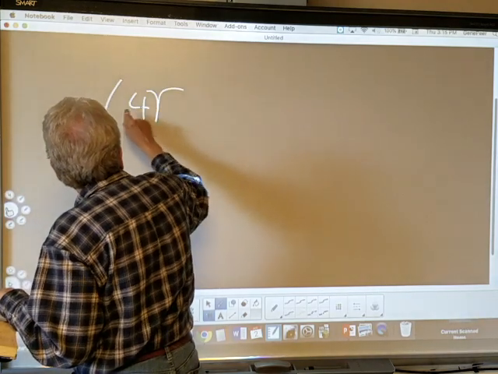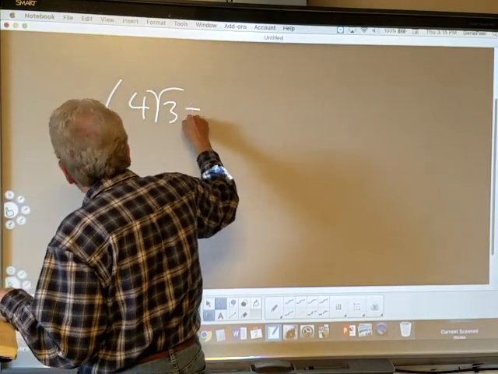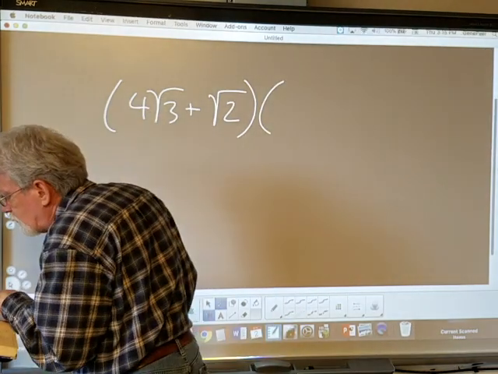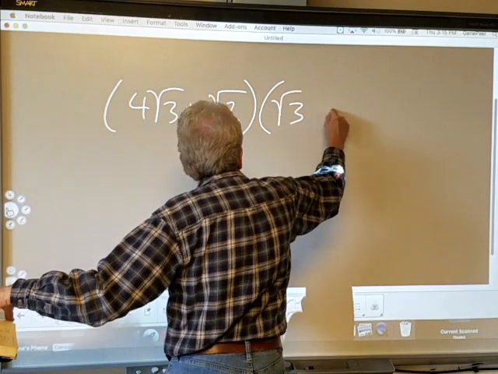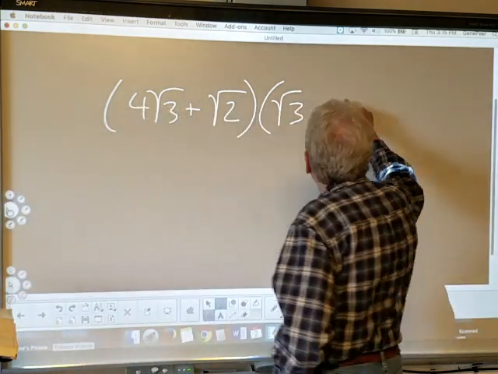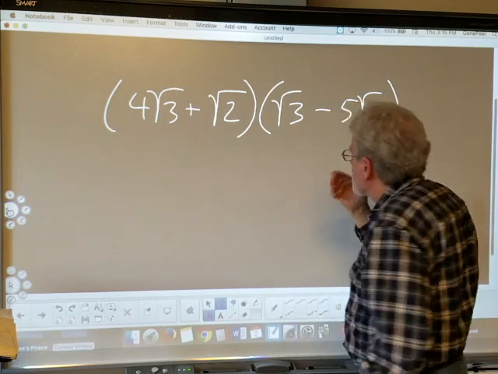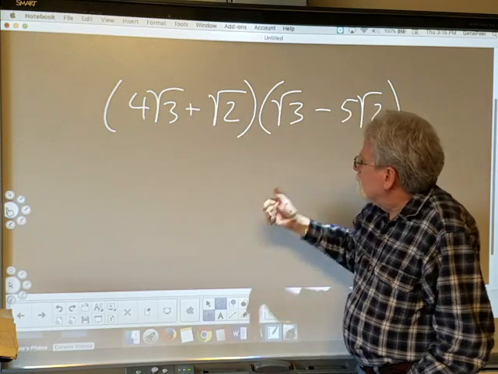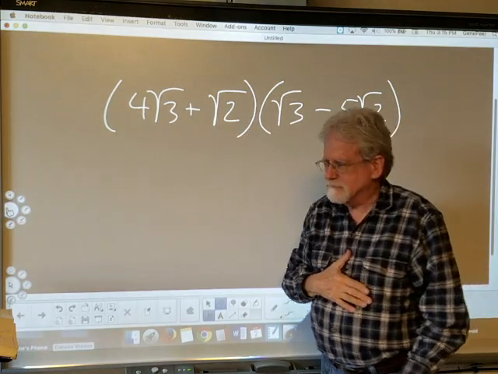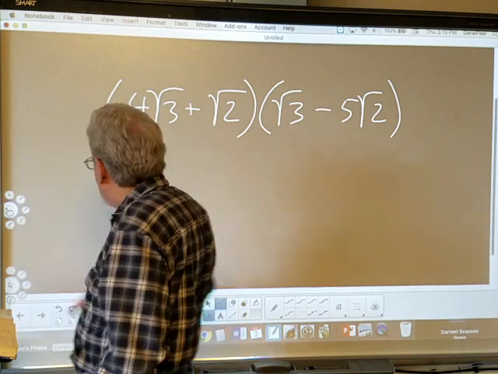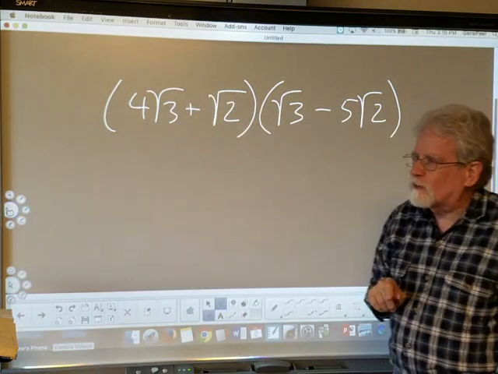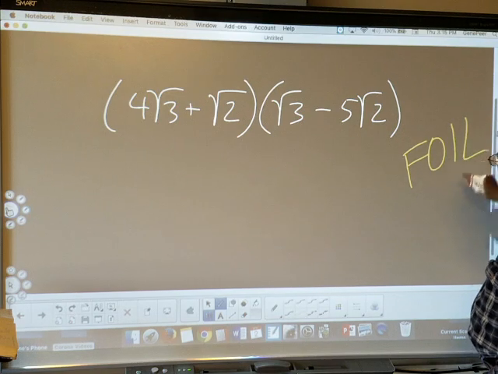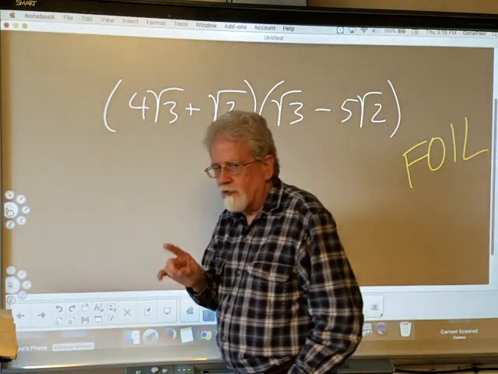Sorry. 4 square root of 3 plus a lonely 1 square root of 2. We're going to multiply that by square root of 3 minus 5 square root of 2. You know, this is kind of reminiscent of binomials being multiplied. Guess what we're going to use? Yes, we get to review our old friend we haven't talked about in quite some time. FOIL. Firsts, outers, inners, lasts.